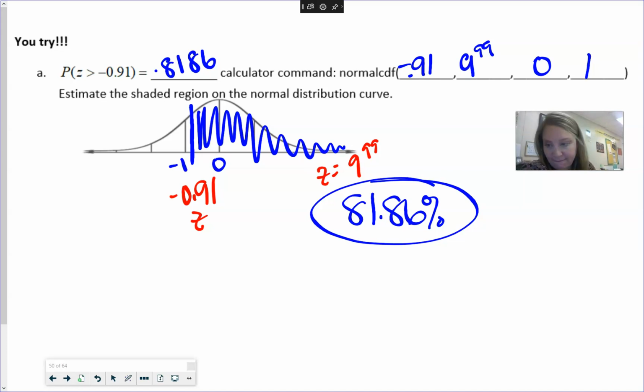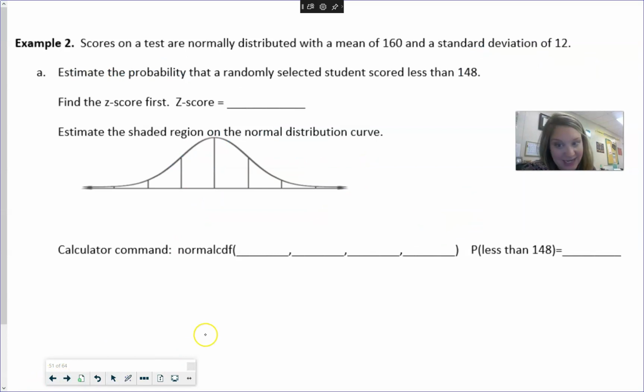Okay. Moving on. So now we're going to add some context to our problems. So we're going to talk about how many people could do a certain thing using those z-scores. So we see there are 3. Again, there's 3 that I'm going to do with you, and then there's going to be 1 that you're going to do on your own.